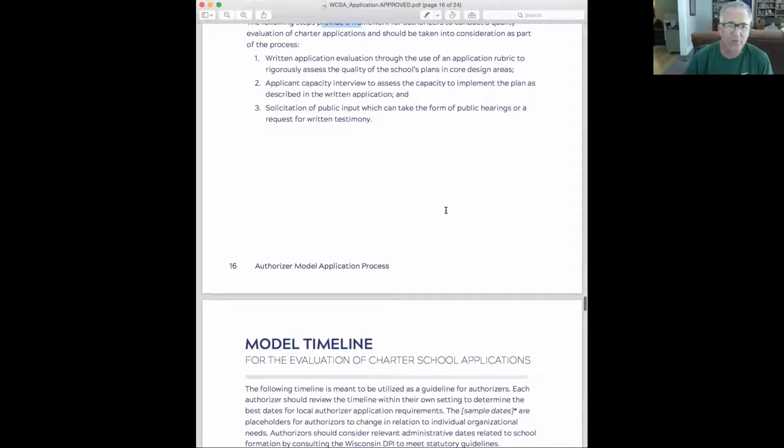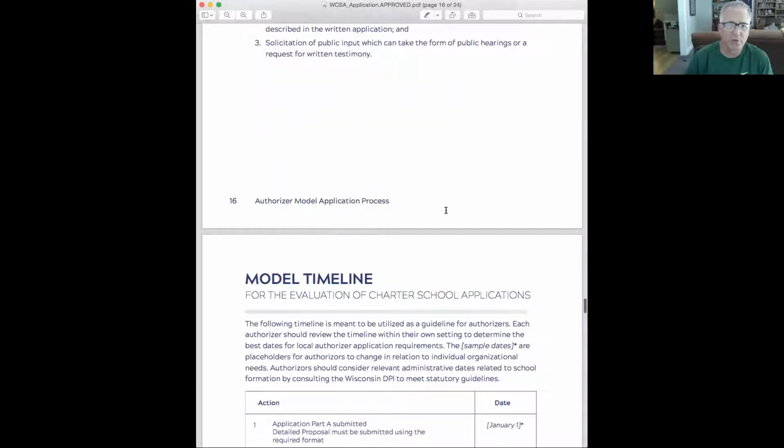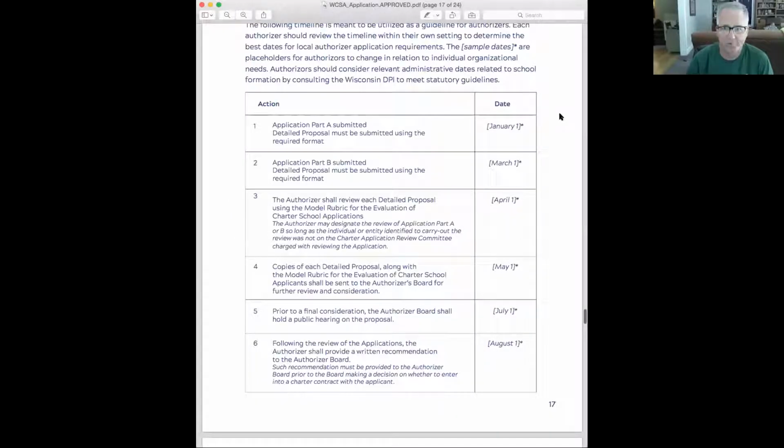Sarah said this earlier, and it's really important to remember that these kinds of things in this document, January 1, March 1, and so on and so forth, are really placeholders.